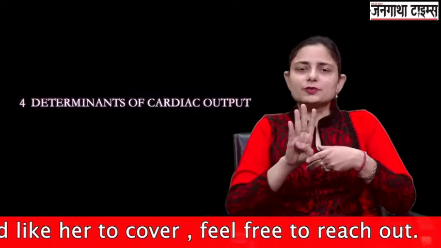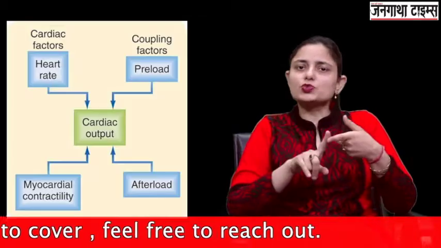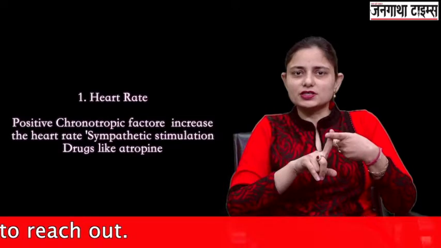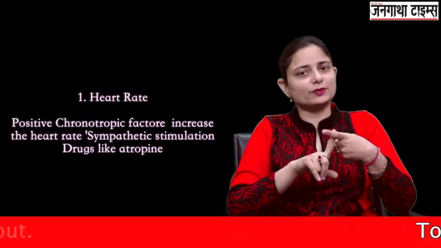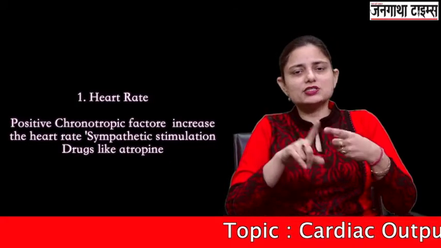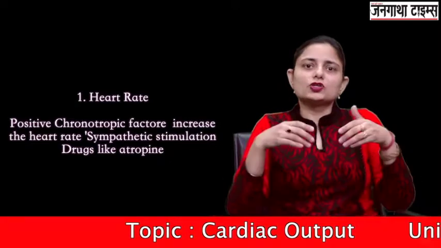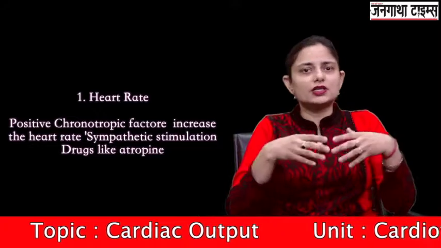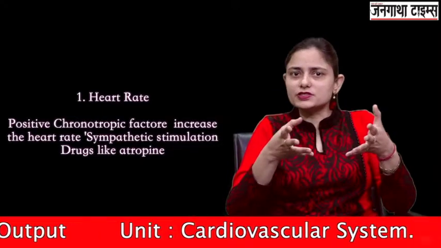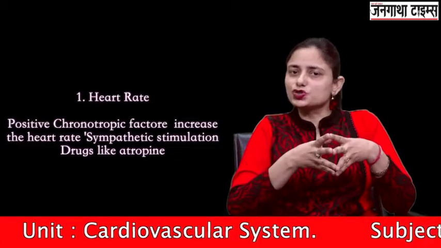Now there are 4 determinants of the cardiac output. The first one is the heart rate. Heart rate is the number of times the heart beats in 1 minute. There are certain factors which alter the heart rate. These are called the chronotropic factors. The factors which increase the heart rate are the positive chronotropic factors. For example, our sympathetic nervous system, certain drugs like atropine.